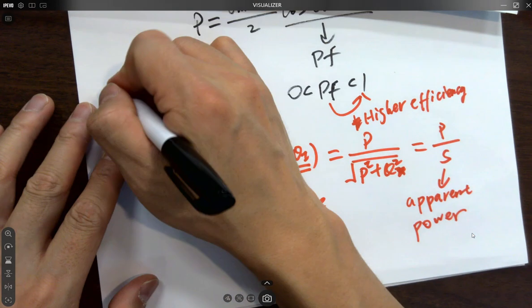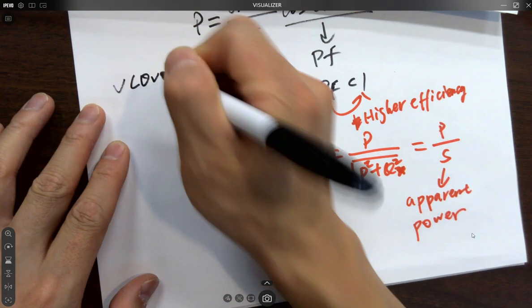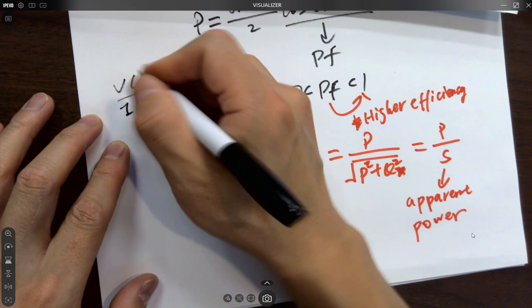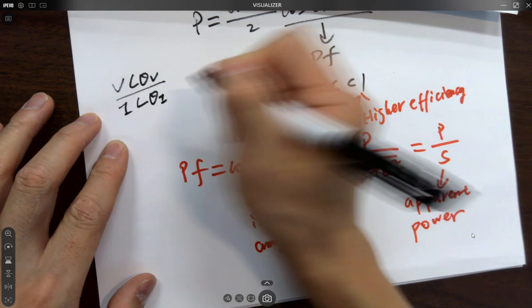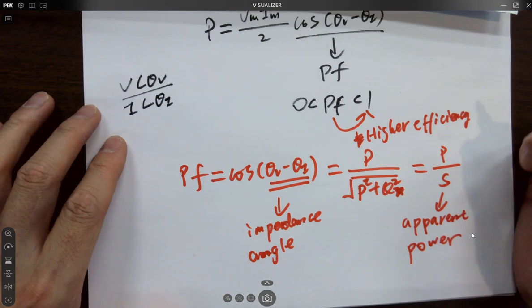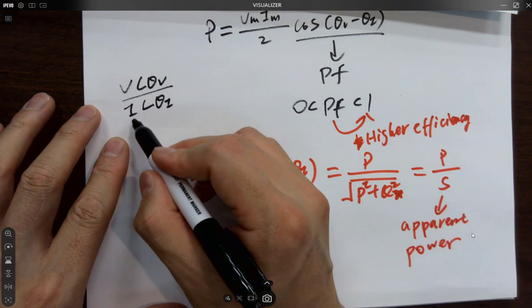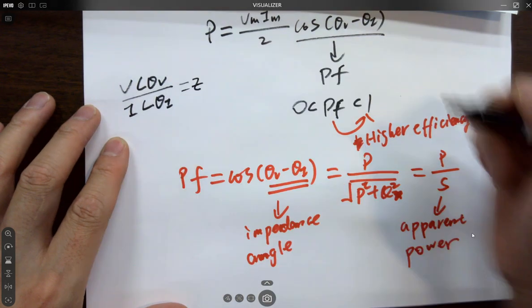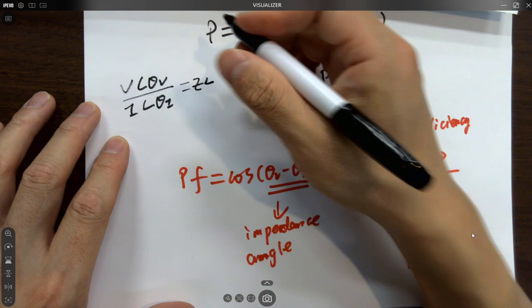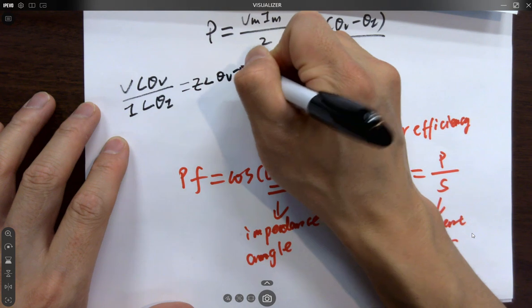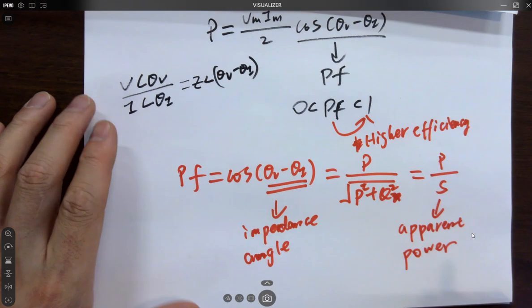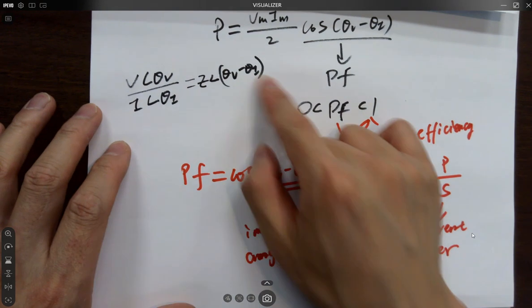You want me to do this again? Voltage phase, I phase. Remember? V over I is what? Impedance. Angle what? Five-star service, okay? Repeating.